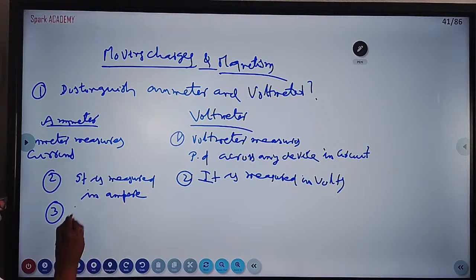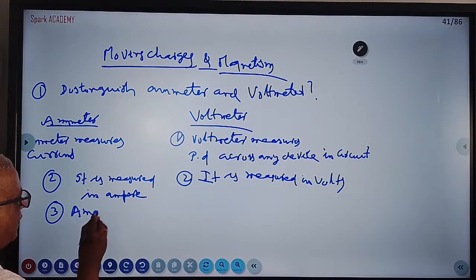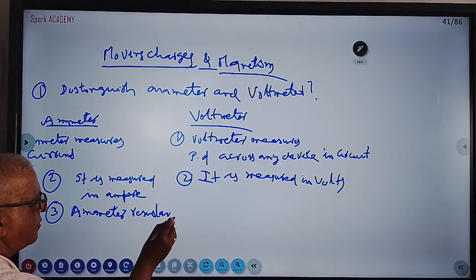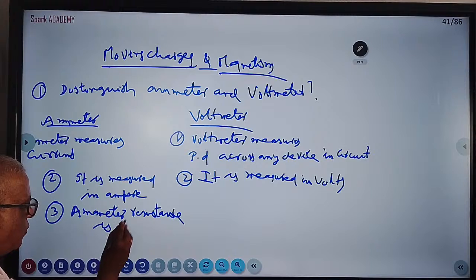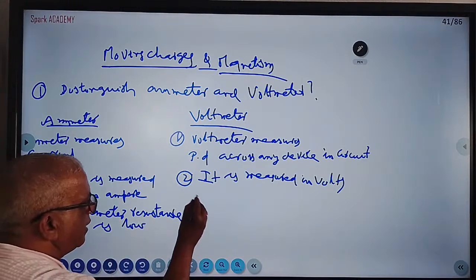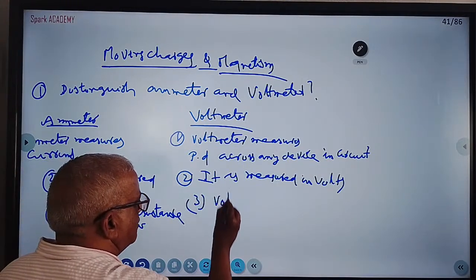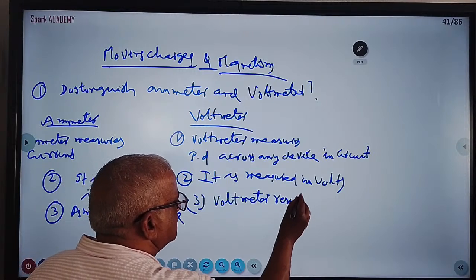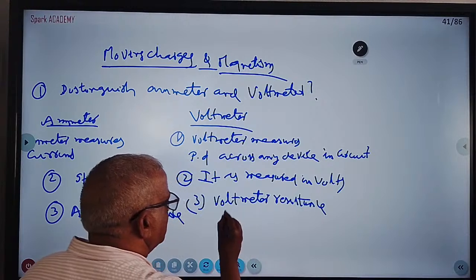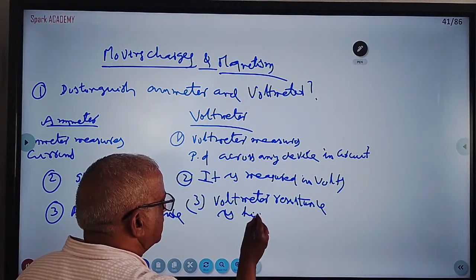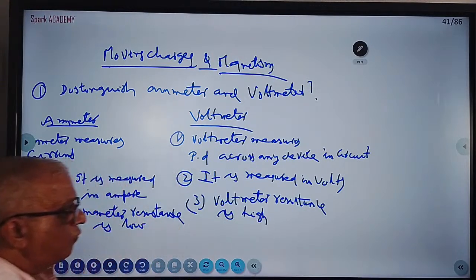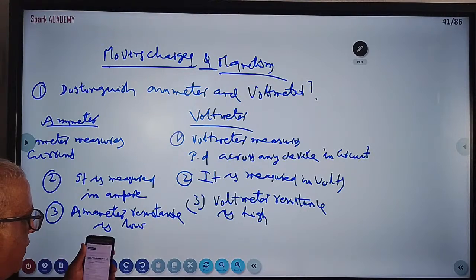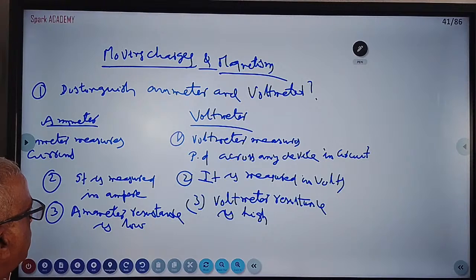Ammeter resistance is low, or ideal ammeter resistance is 0. Voltmeter resistance is high, or ideal voltmeter resistance is infinity. Real voltmeter resistance is high. Ideal voltmeter resistance is infinity. Ideal ammeter resistance is 0 also, but real ammeter resistance is low.